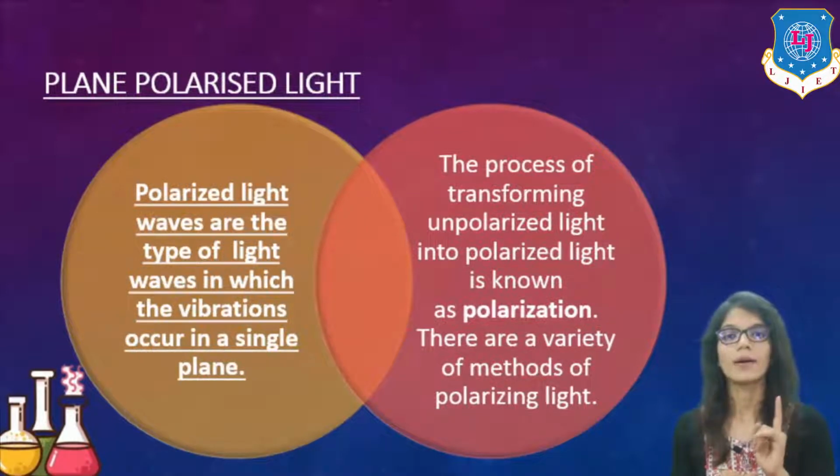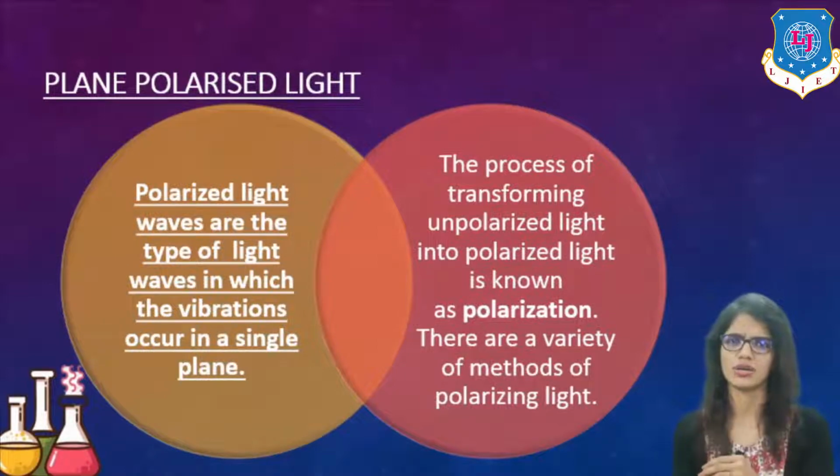But here we have to understand what plane polarized light is. Plane polarized light is light in which all the waves generally move in a single direction. That means the vibrations occur in a single plane. It is known as plane polarized light.